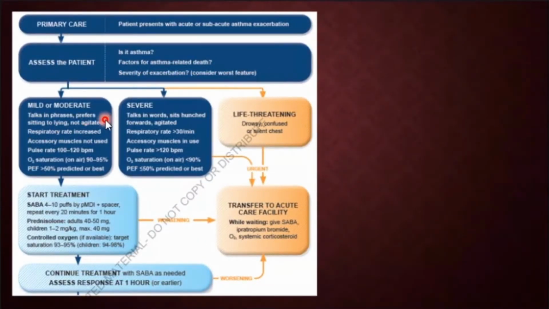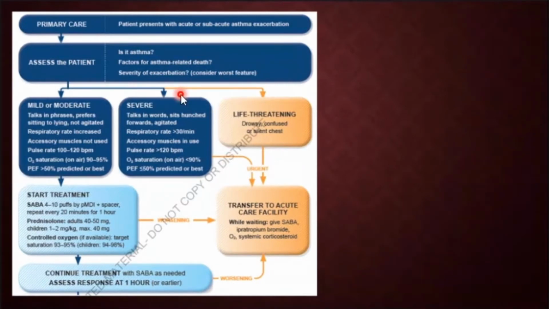So in a mild to moderate exacerbation, the patient will be able to talk in phrases. He prefers to be sitting. The respiratory rate is increased but not very high. Accessory muscles are not used. Pulse rate is around 100 to 200, and oxygen saturation on room air is usually above 90%. The peak expiratory flow rate is more than 50% of his predicted, or of the patient's best effort when he is stable.